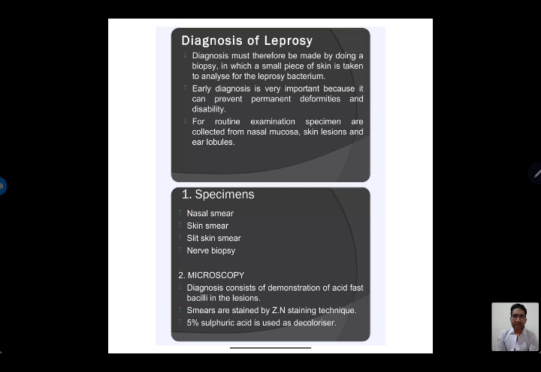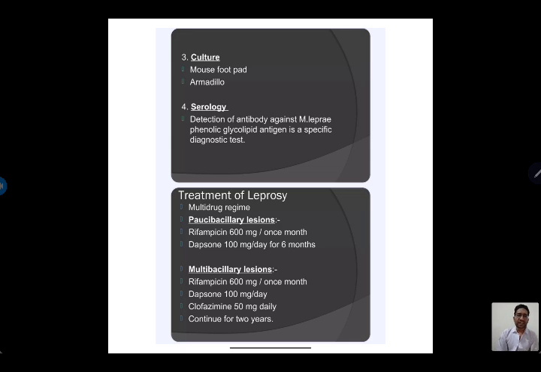Microscopy diagnosis consists of the demonstration of acid-fast bacilli in the lesions. Smears are stained by the ZN staining technique, with 5% sulfuric acid used as a decolorizer. Third is culture: mouse foot pad or armadillo. Serology: detection of antibody against Mycobacterium leprae phenolic glycolipid antigen is a specific diagnostic test.